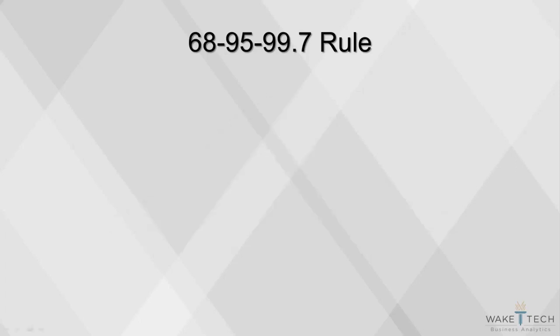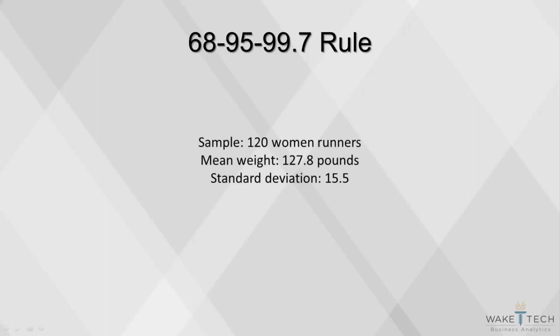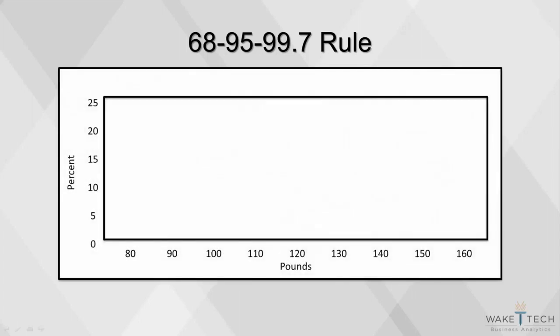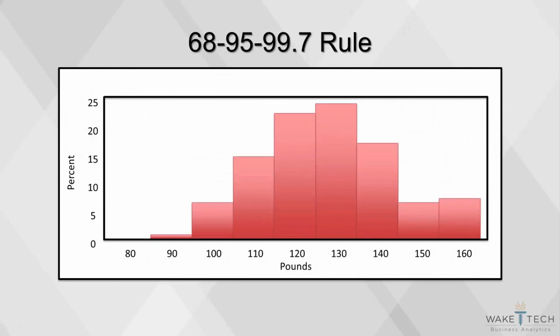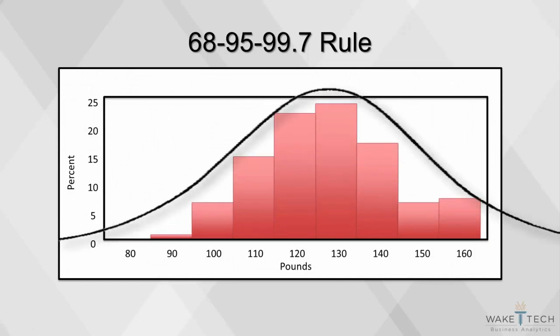But how good is this rule for real data? Let's go ahead and check out an example. Here's our data. The mean of the weight of 120 women runners in a sample is 127.8 pounds. The standard deviation is 15.5. Here's what our distribution would look like. Let's look a little more closely at that distribution.